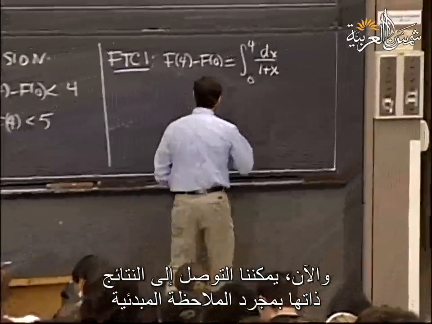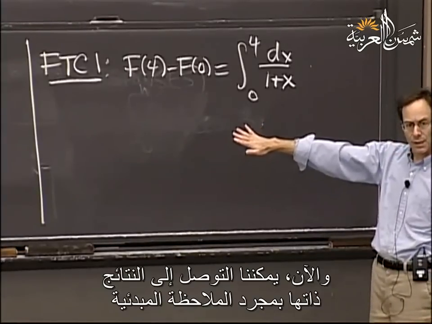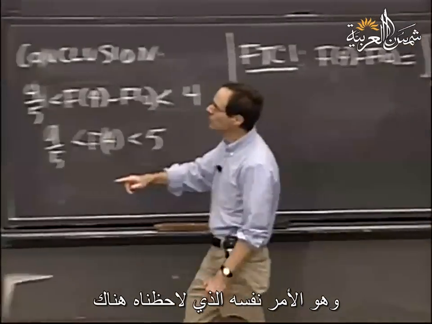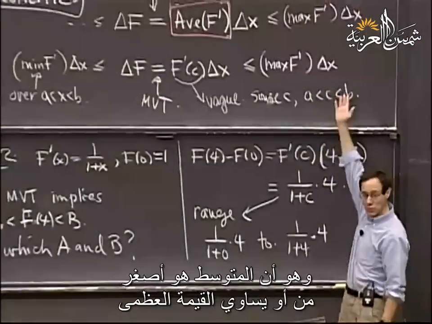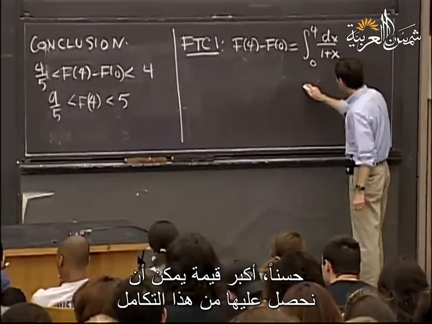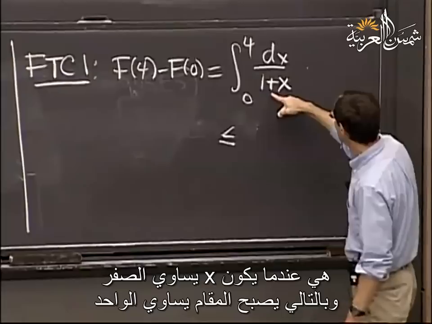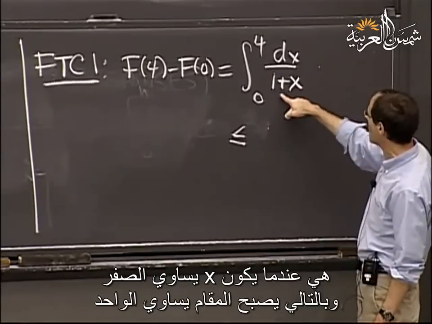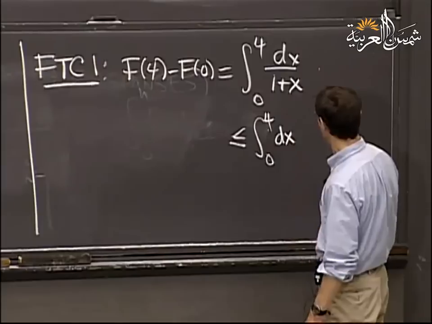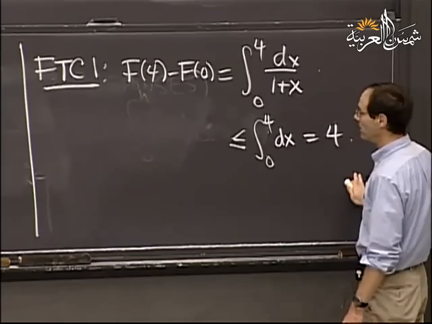And now, I claim that we can get these same types of results by a very elementary observation. It's really the same observation that I made up here, that the average is less than or equal to the maximum, which is that the biggest this can ever be is, let's see, the biggest it is when x is 0, that's 1. So the biggest it ever gets is this, and that's equal to 4.